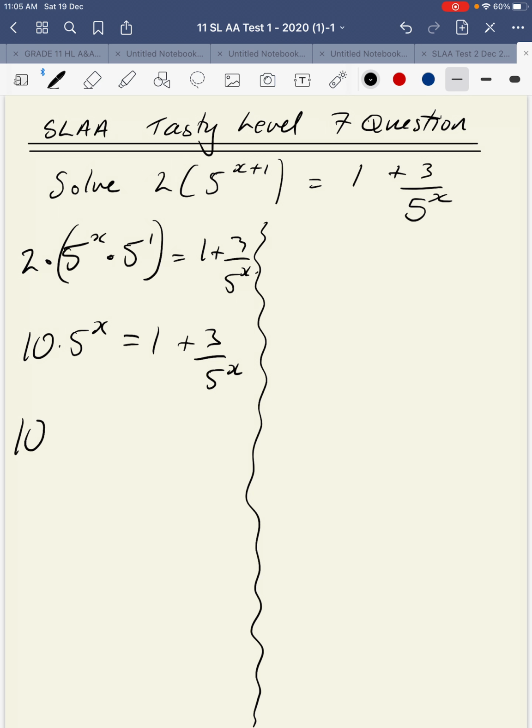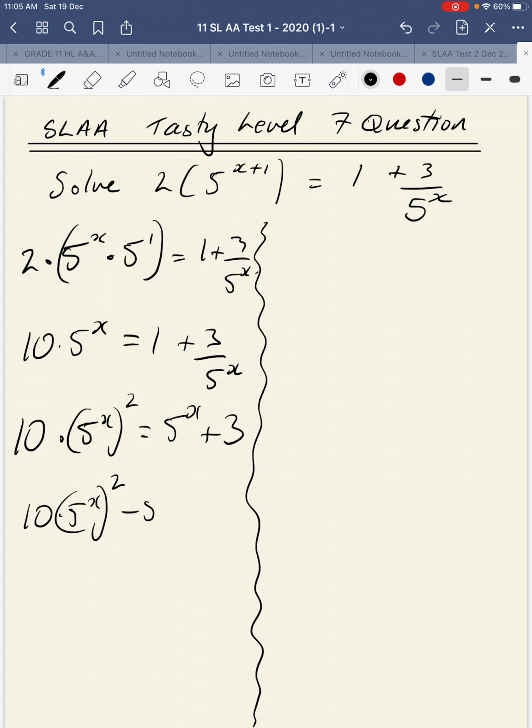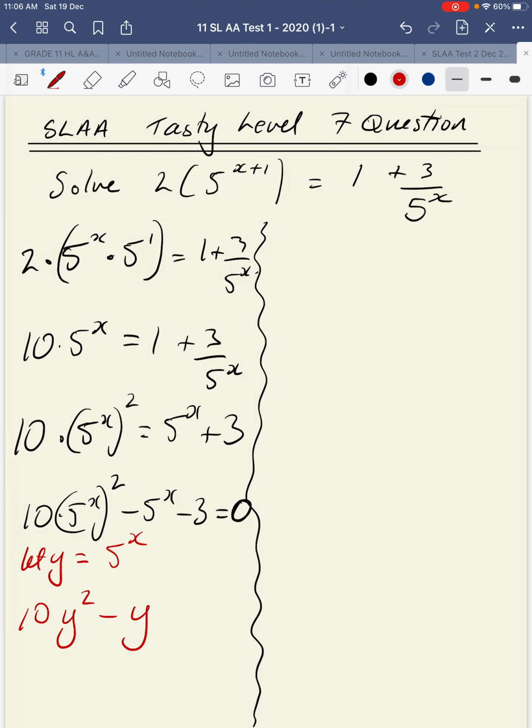Let's multiply through by 5 to the x, so it's 10 times 5 to the x squared equals 5 to the x, don't forget that, plus 3, and then it's 10 lots of 5 to the x squared minus 5 to the x minus 3 equals 0. Can you see our quadratic now? If you can't, one final trick is let y equal 5 to the x, and you've got 10y squared minus y minus 3 equals 0. Okay, so you could go ahead and solve there.